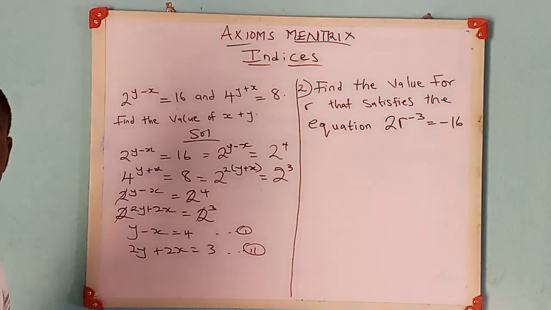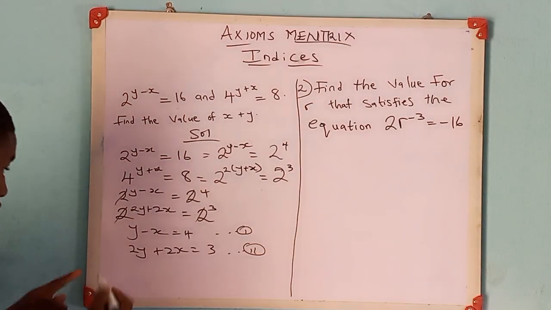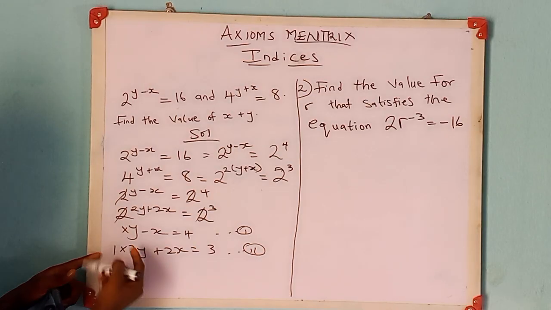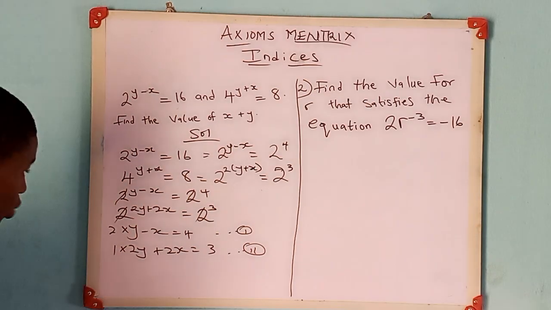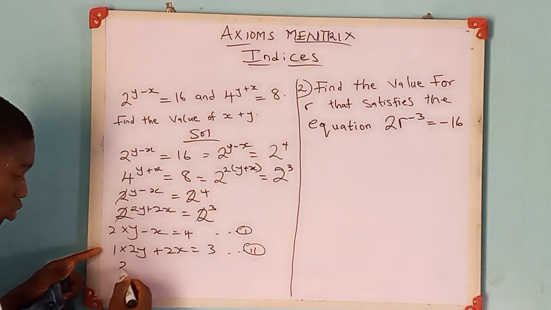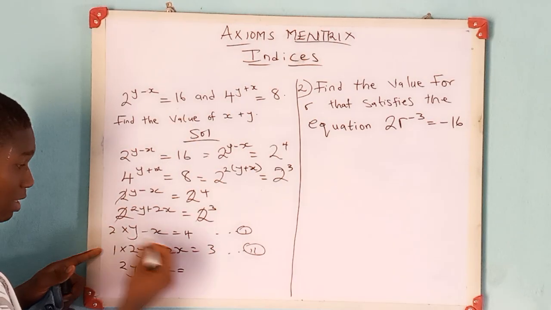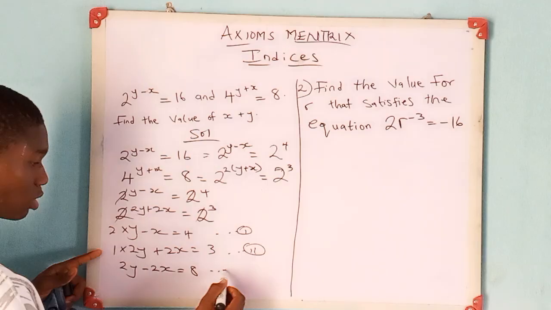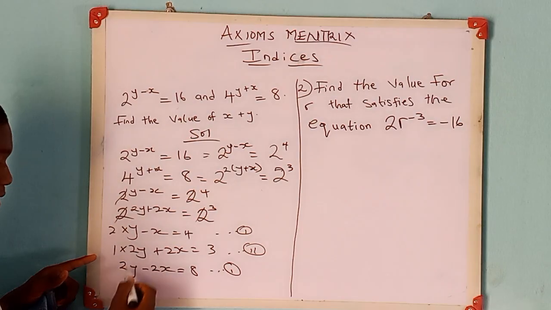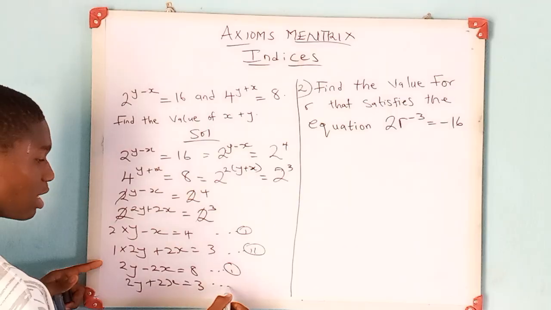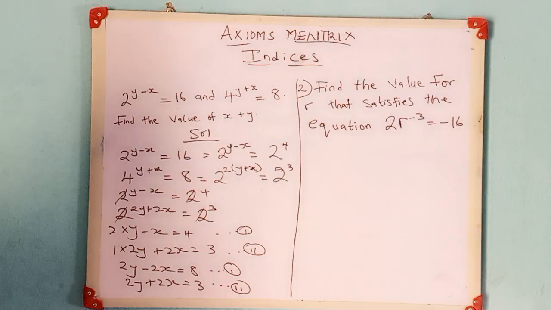We are going to be solving this using the elimination method. So let's do that real quick. I'm using the coefficient of this, which is 1, to multiply this down, and using the coefficient of this to multiply the upper one. So this multiplied by this gives me 2y, this multiplied by this gives me minus 2x, then this gives me 8. This is my equation 1. Then this multiplied by this is 2y plus 2x equals 3, which is my equation 2. So now let's solve further.